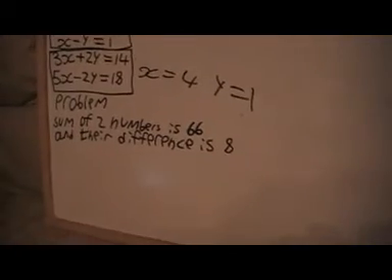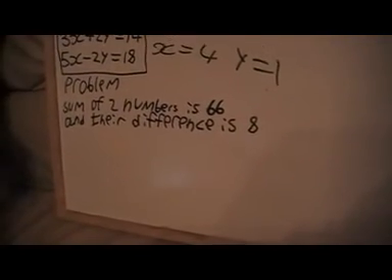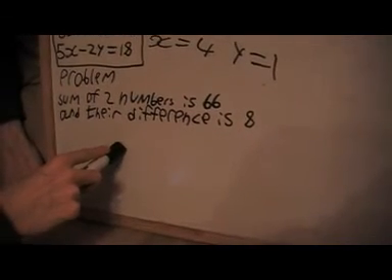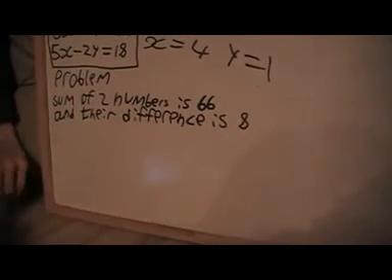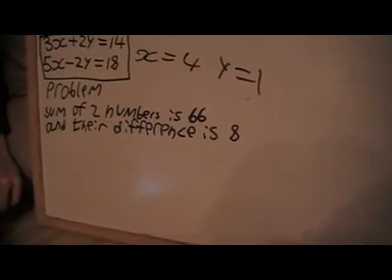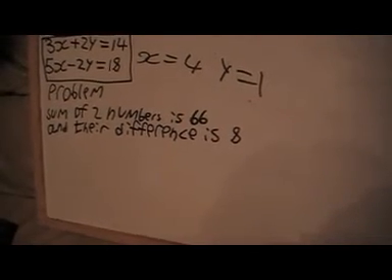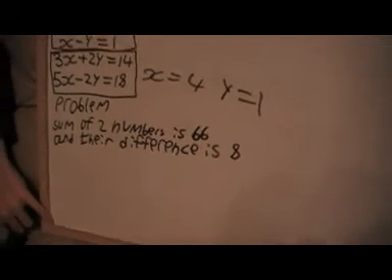Now, because we've studied these simultaneous equations for a bit now, we're going to look at an application. So here's the problem. The sum of two numbers is 36 and the difference is 8. 66, sorry, not 36. I read that because I was still thinking about the 36 from before.